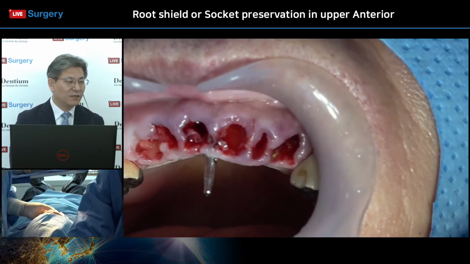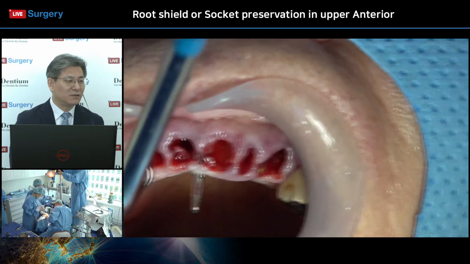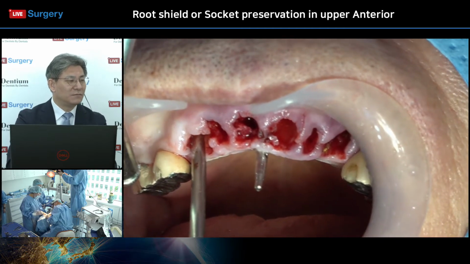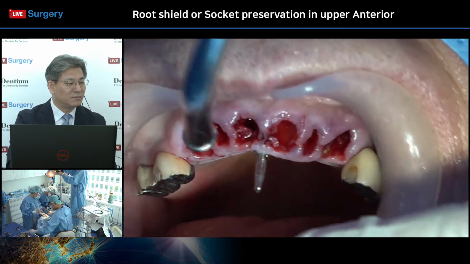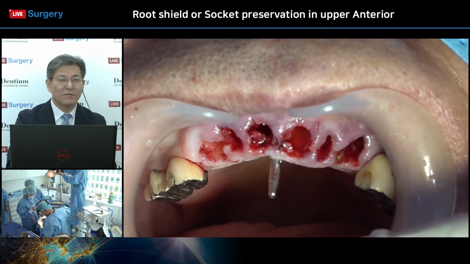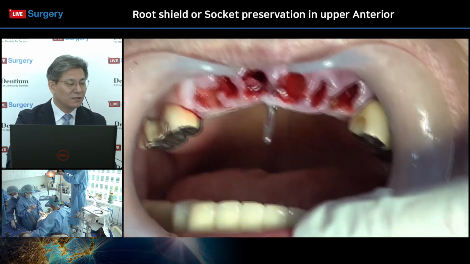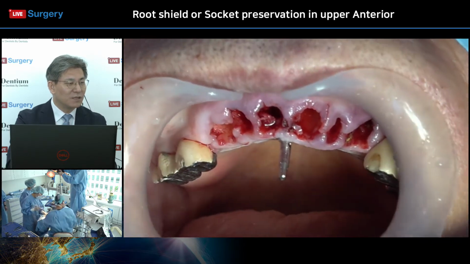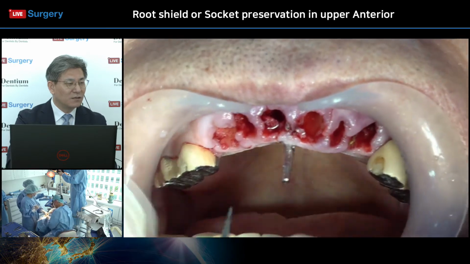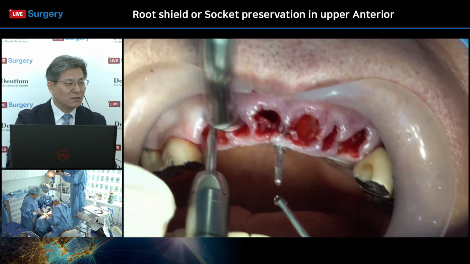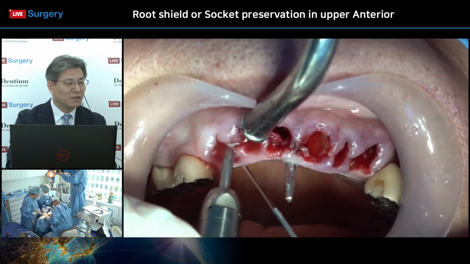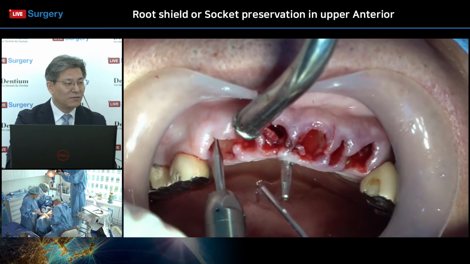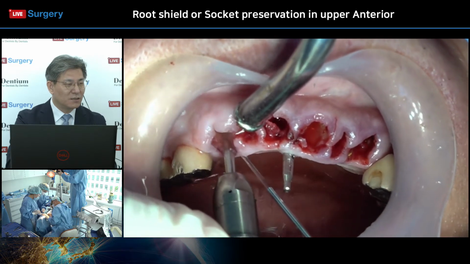Okay, so separate. The direction of the root is not ideal for the root shield technique, but I will try to finish step by step. Because of the curvature, Dr. Chung mentioned the tooth curvature. But he tried removing the remnant of the root. So finally, he wants to make a very thin shield layer for the socket preservation.